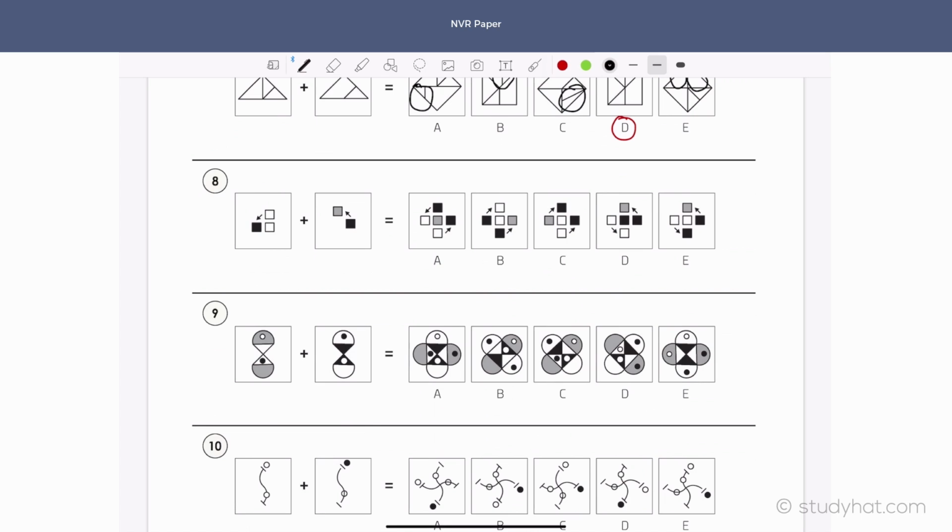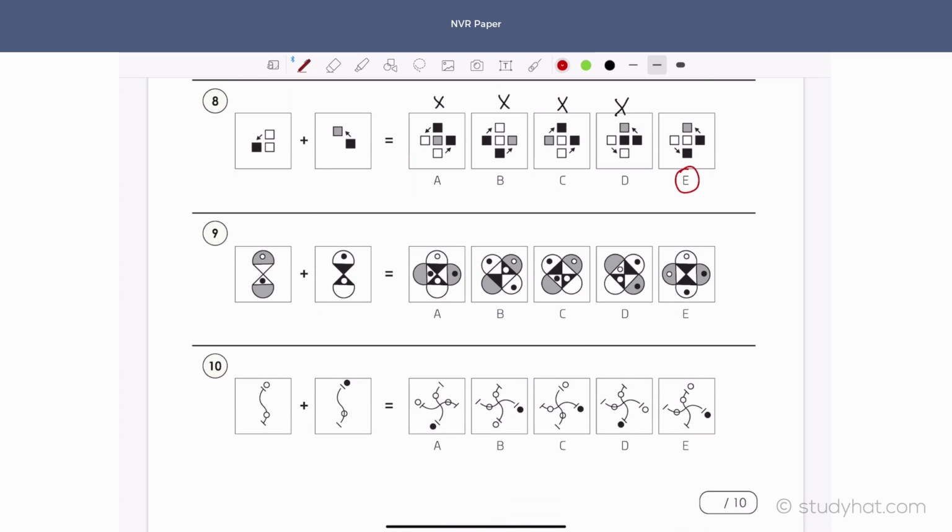Okay, question 8. So we need to have 2 white boxes, a black box and a grey box, and the arrows need to be pointing, one to the black and one to the grey. So this one's wrong because one's pointing to the white. This one's wrong because one's pointing to the white. This one's wrong because they're both pointing to the black. This one is wrong. So actually, just from that one thing, we know straight away it's E. And you can just double check that, and it does fit in there with this first shape rotated anti-clockwise by 90 degrees.